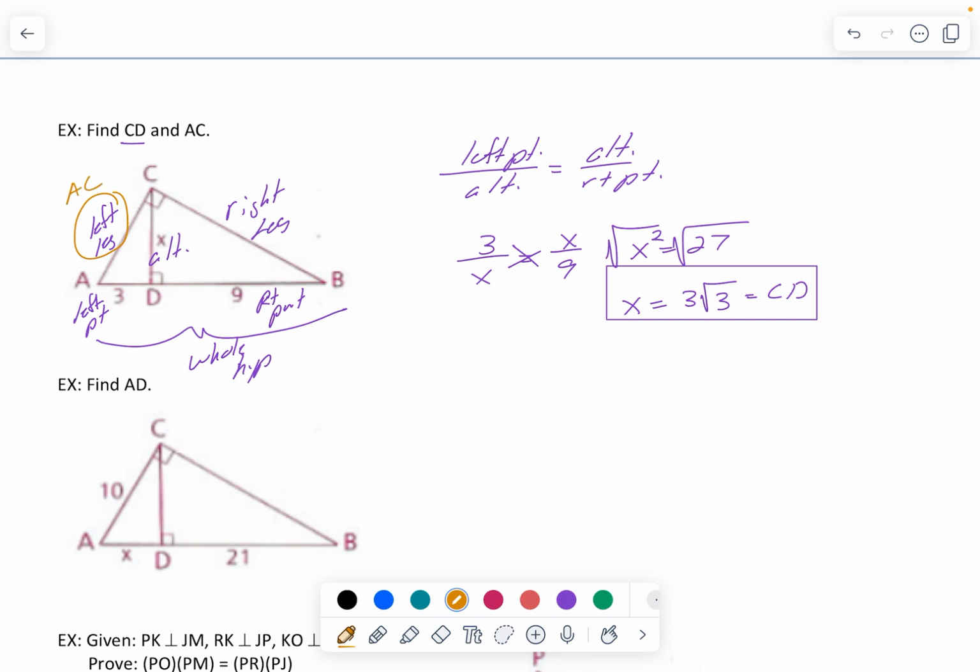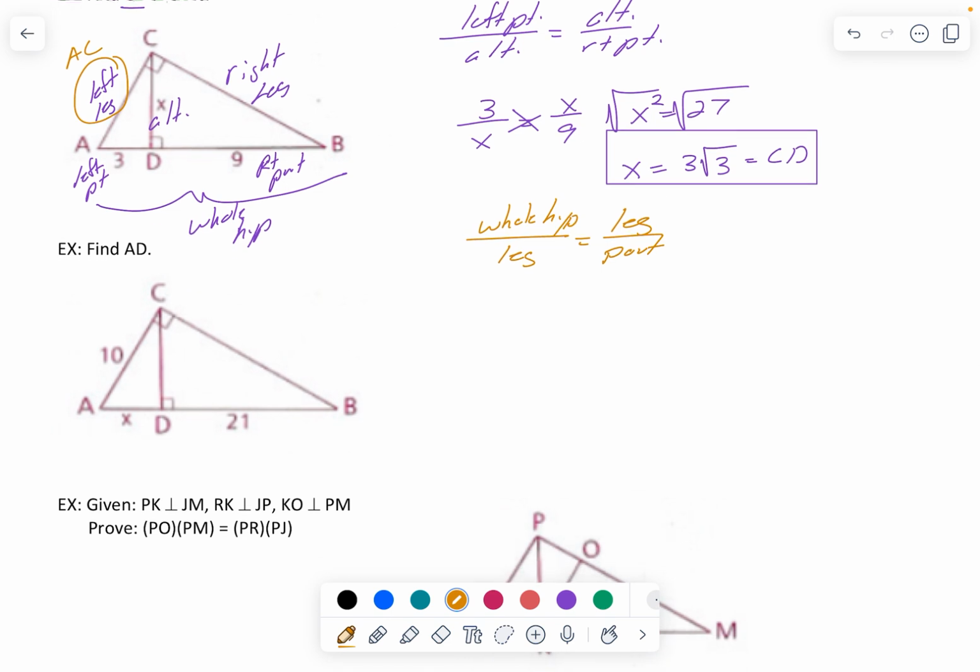So for that, remember that is whole hypotenuse over leg equals leg over part, in general. And so here that means whole hypotenuse. The whole hypotenuse in this case is 12. We can see it's 3 plus 9. So this is going to be 12 over AC equals AC over 3. So doing the cross product, AC squared equals 36. AC equals 6.